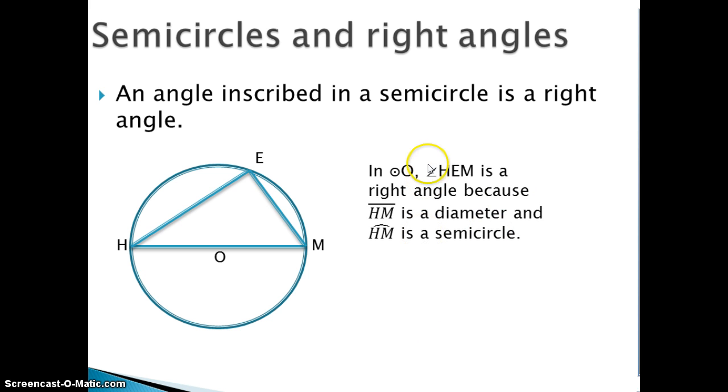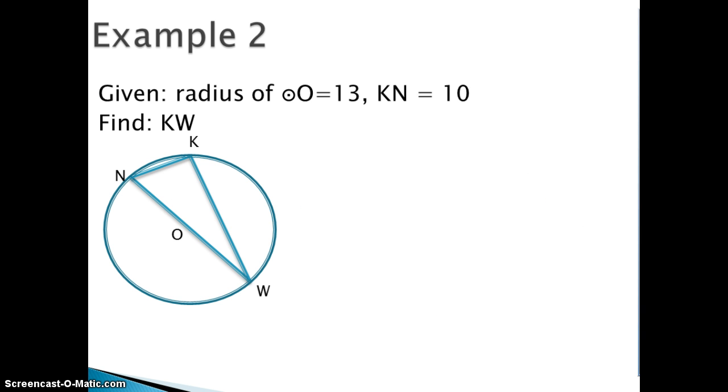Alright, so in circle O, angle HEM is a right angle because HM is the diameter. It also means that arc HM is a semicircle. So with that in mind, we're going to try this problem out.